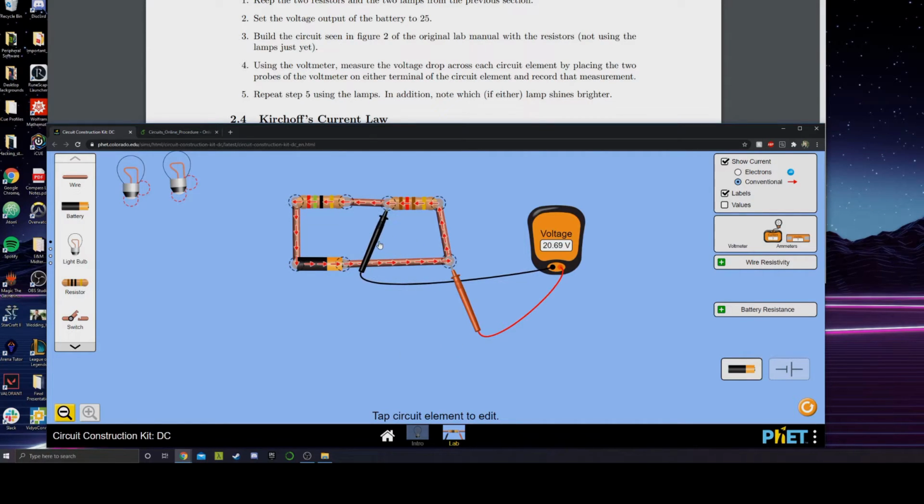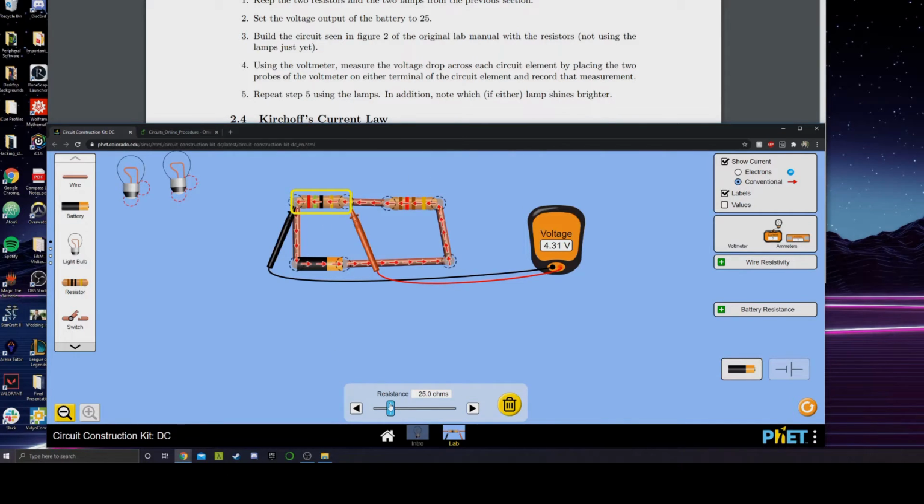But if I measure it across this resistor here, you'll see we get 20.69 volts. So go ahead and mark that down either on your data sheet or in the Excel spreadsheet that you're working with, that for resistor 2, we get a voltage drop of 20.69 volts. And then if I bring it over here, we get a voltage drop, sorry, of 4.31 volts for resistor 1.